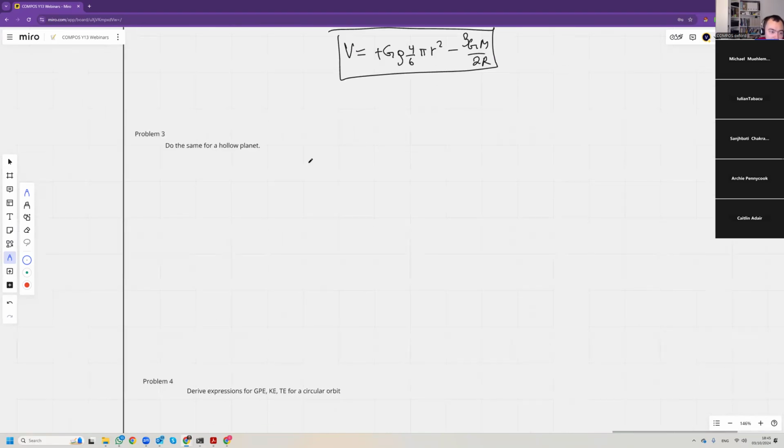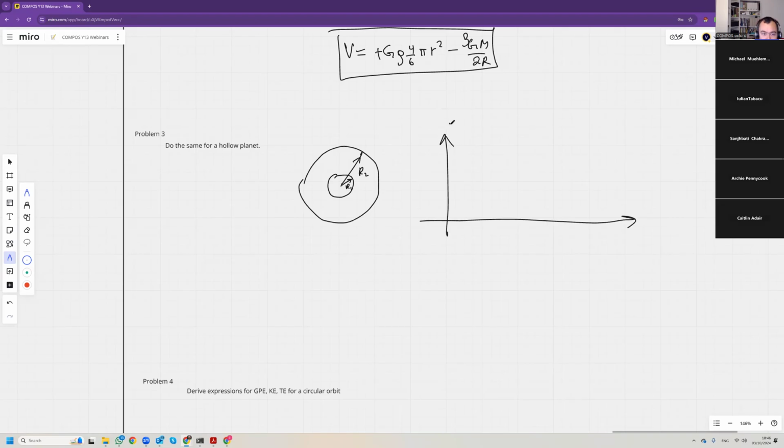Do the same for a hollow planet. So when we say a hollow planet, we mean a spherical planet with a sphere of radius like R1 removed. Let's call the outer radius R2. So I won't go into details, just draw the gravitational field quickly. Gravitational field against R. So of course the gravity inside the hollow part is going to be 0. This is R1. This is R2.